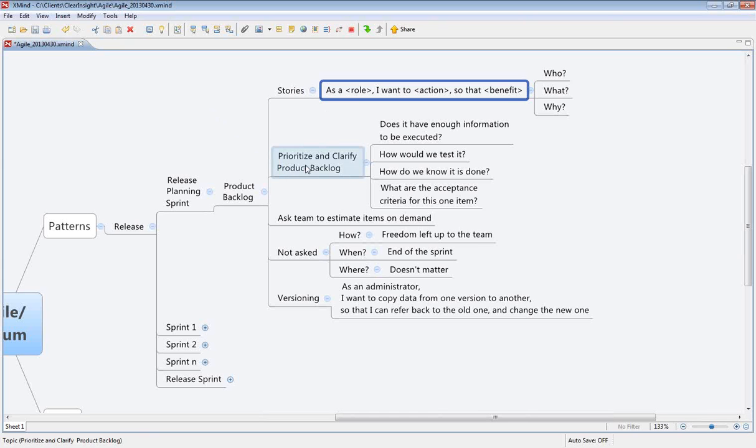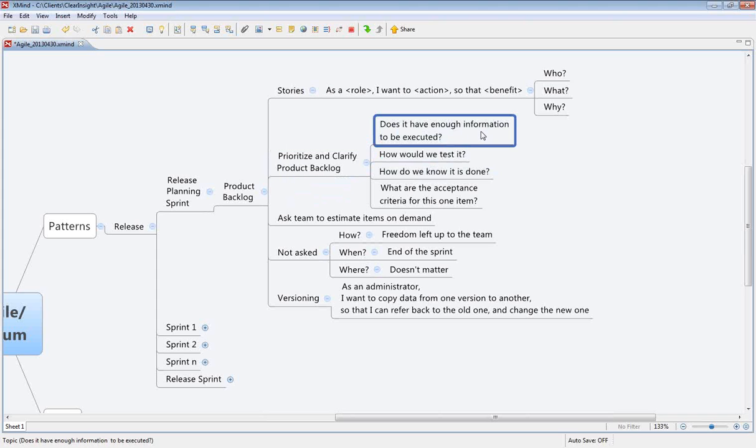And starting with something like that, prioritizing and clarifying these things is challenging, and that's where the product owner comes in. Does this have enough information to be executed? How do we test it? How do we know it's done? What are the acceptance criteria for this one item? So we're not talking about acceptance criteria for the whole system. We're not doing a full UAT on absolutely everything. We're saying if we're going to call this one feature done, in our case, an administrator can see who's logged in, what's the acceptance for that? And you'll see that by focusing in on the pieces, the whole becomes simpler. It's almost like a divide and conquer approach.